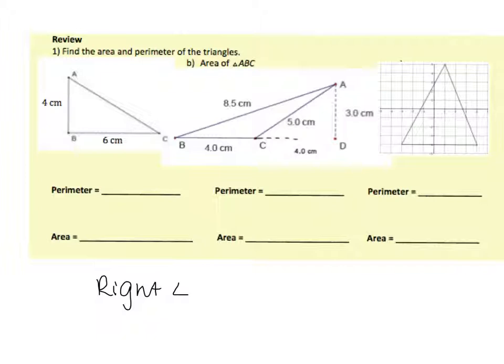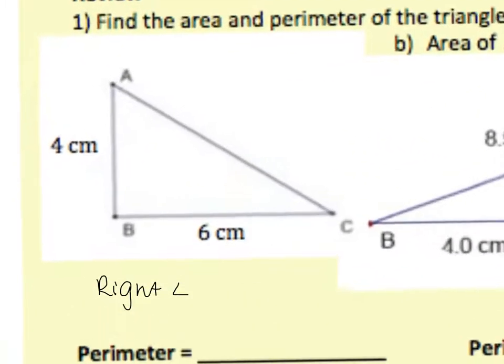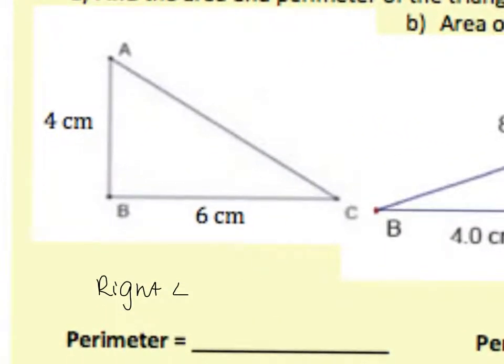Okay, so number one, perimeter of the first one. Let's take a look here. So perimeter, we need to know all three sides of a triangle. So if I only have two and it's a right triangle, I'm going to go ahead and do the Pythagorean theorem to find that third side.